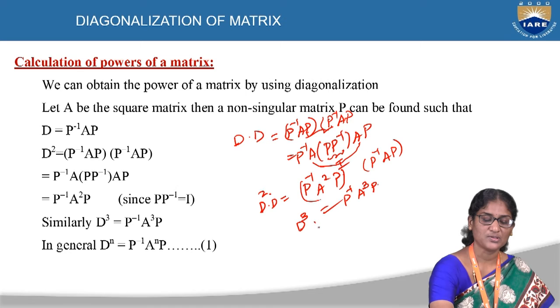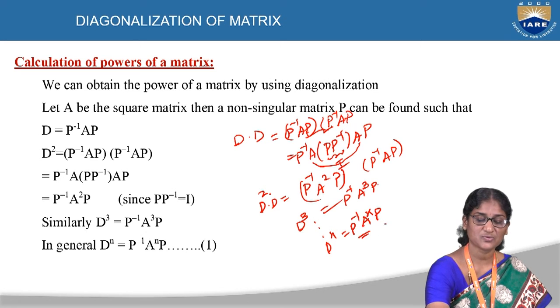So on and so forth. So D to the power of N is equal to P inverse A to the power of N into P. But we need to find out the powers of the matrix. So for this, you pre-multiply this matrix with the P on both sides.